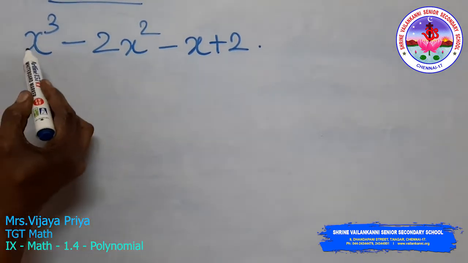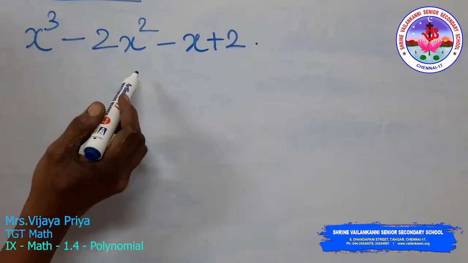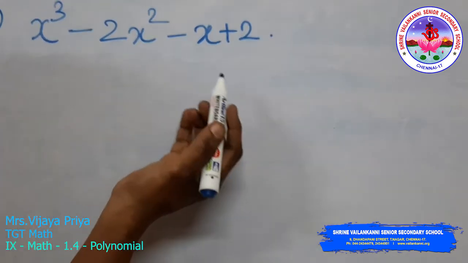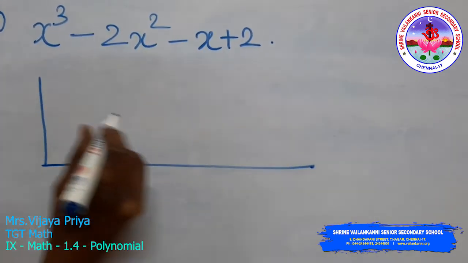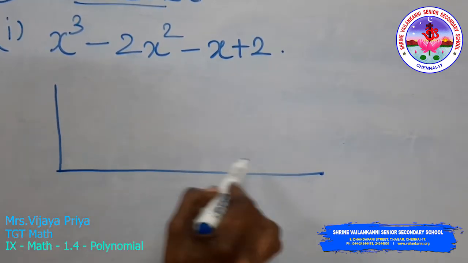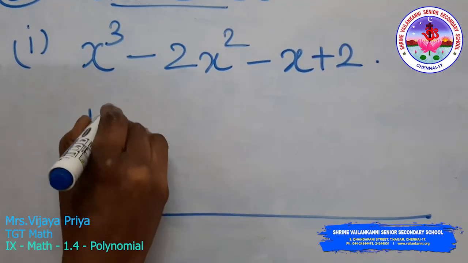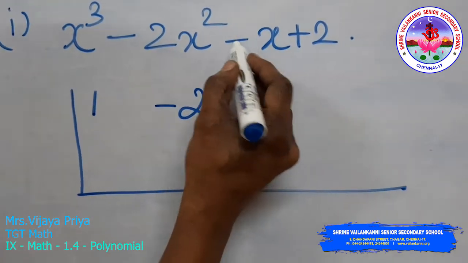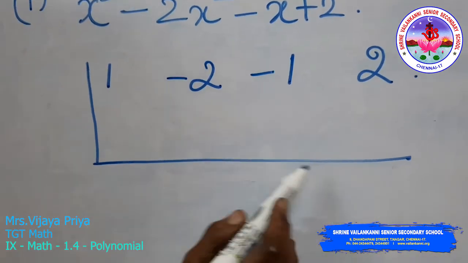So the first thing I am using now is synthetic division. You can also use the trial and error method, but I feel that synthetic division is much simpler for you to solve. Synthetic division is nothing but writing the coefficients of each term inside this L-shape. X cube coefficient is 1. X squared coefficient is minus 2. X coefficient is minus 1. Constant is 0.